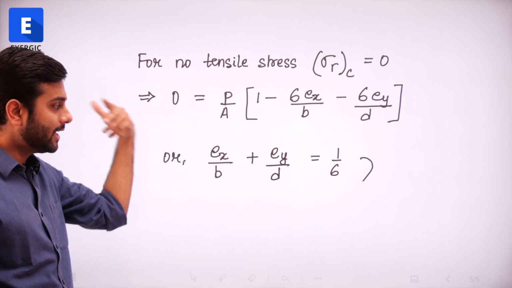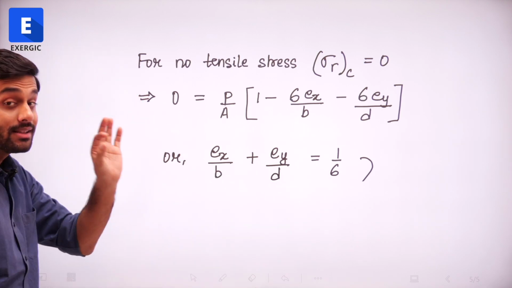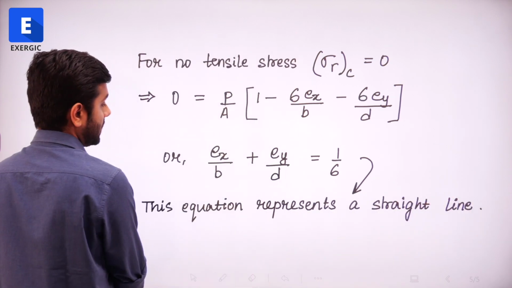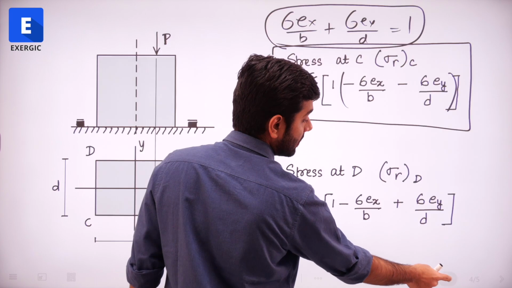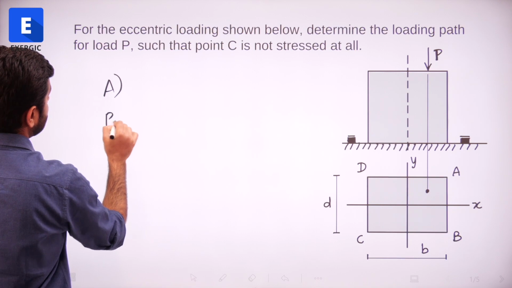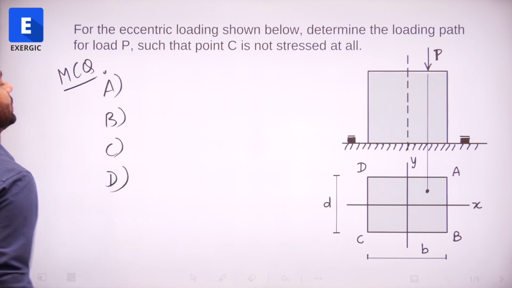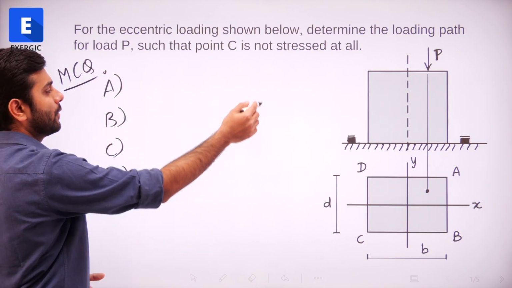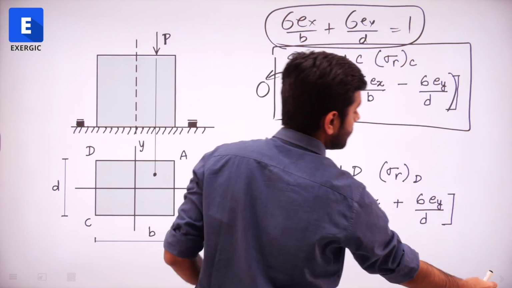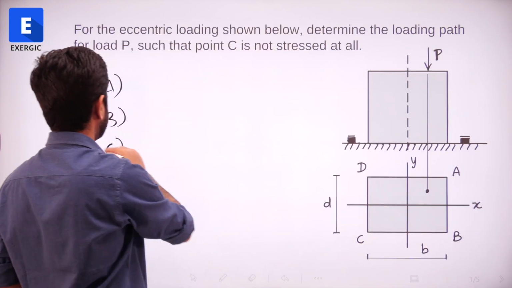A slight more simplification: divide everything by 6. So 6 will be gone from here and you will get 1 by 6. This is the desired expression, and as you can see, this is the equation of a straight line. So what can the question give you as 4 options? A lot of things it can give you, right? Either it can make it an MCQ question where only a single option is correct. So it can give you 4 different equations and the correct one is either in this form or in this form, right? The equation of a straight line. We have to see which one of them is correct and tick accordingly.